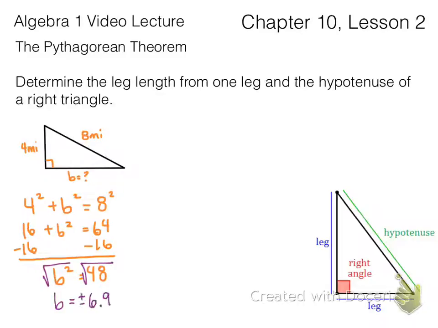Square root both, and we're going to get b is plus or minus 6.9. But again, since we're dealing with lengths, and lengths cannot be negative, we're dealing with the positive version of 6.9. And also 6.9 was rounded, so b is approximately 6.9 miles. So again, we were rounding to find the length of b because there were actually quite a few more decimals after the 0.9, but it was approximately 6.9 miles.